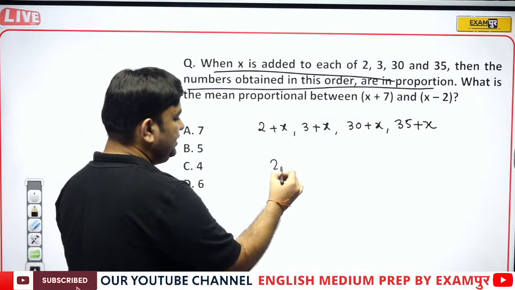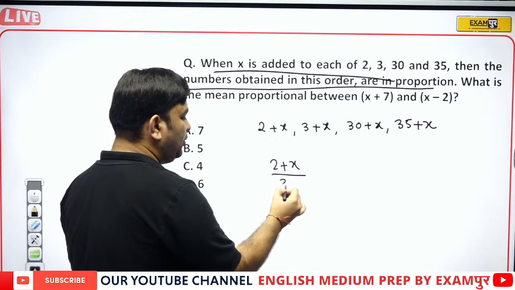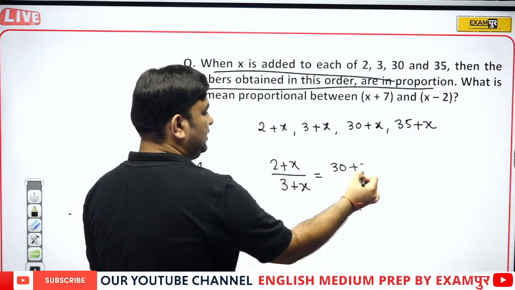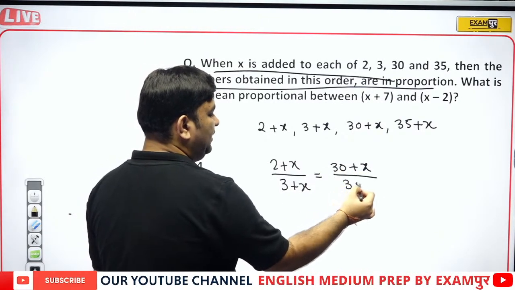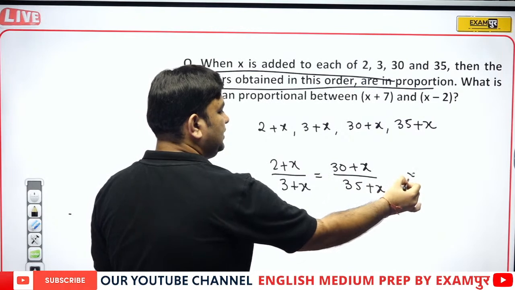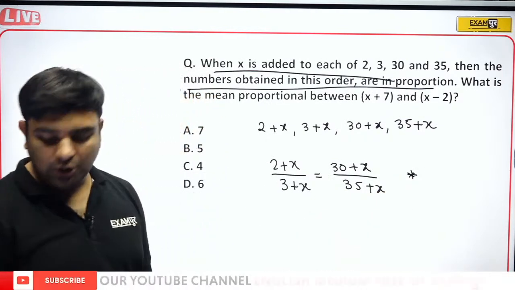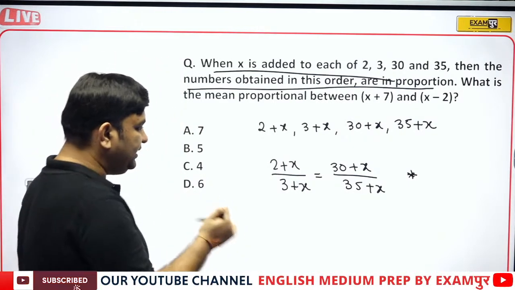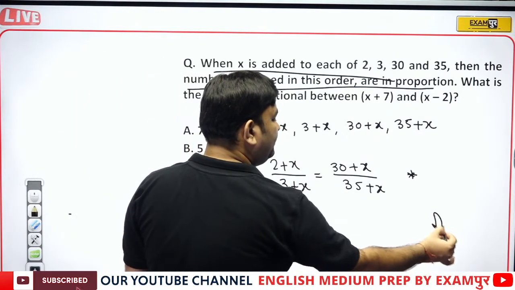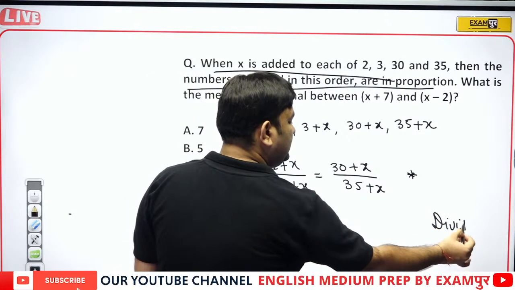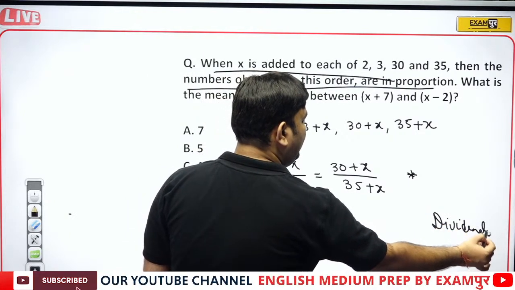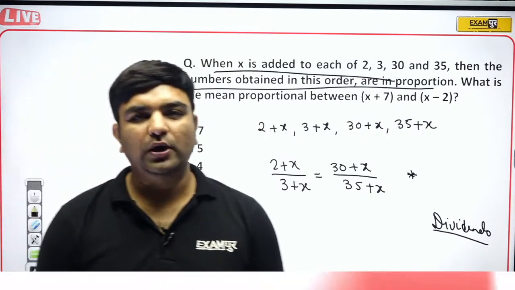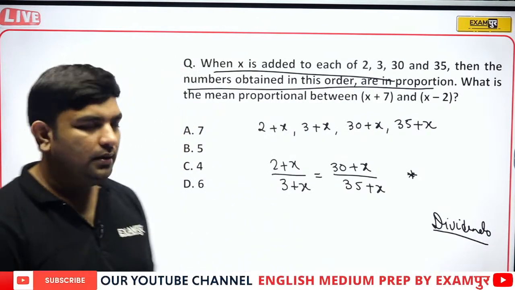What is the condition? A upon B should be equal to C upon D. Now here, a lot of people face difficulty in solving it. For that, I am giving you the solution. The solution is applying dividendo. Yesterday as well, we applied dividendo in one problem. Do you remember?